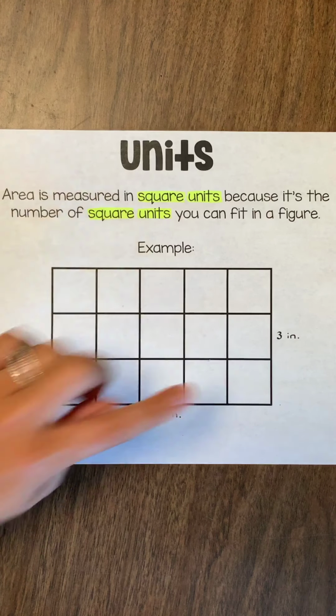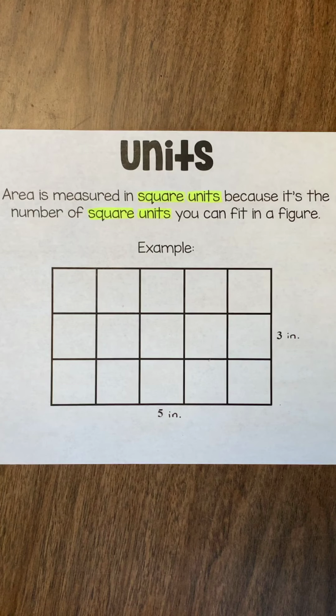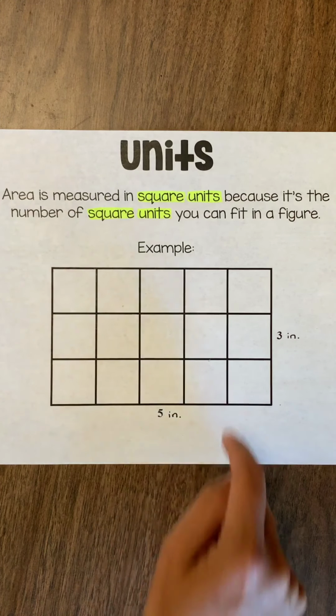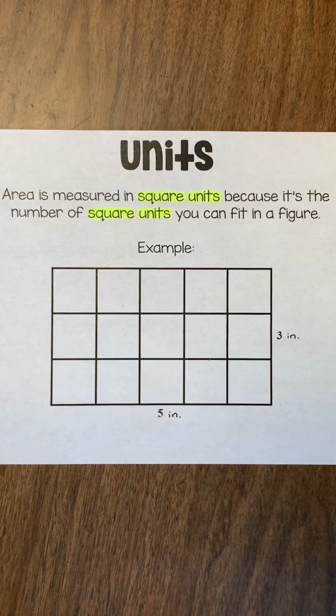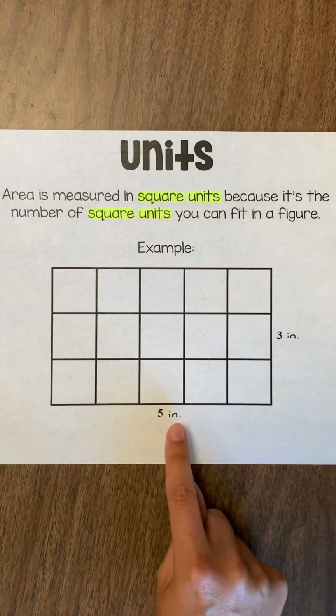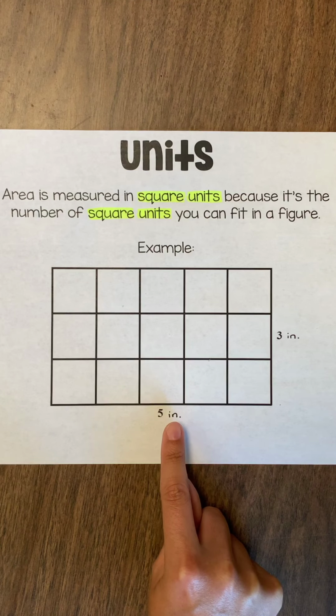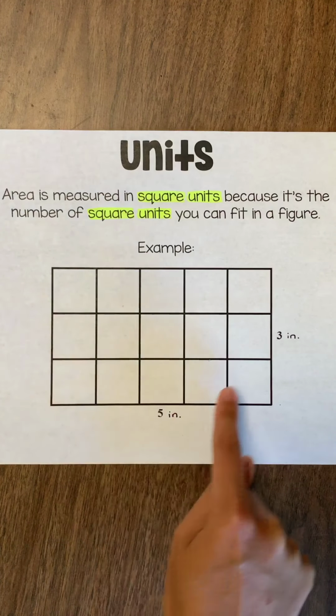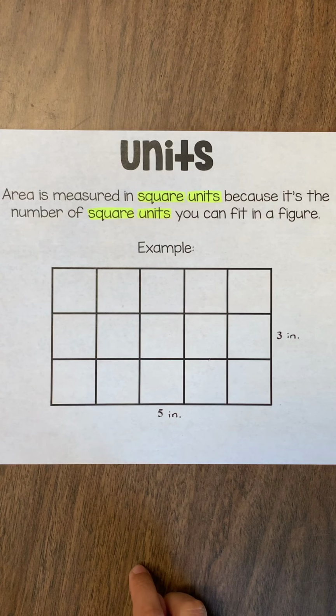If I were to count these one by one, I would figure out that it took 15 square units to fill this rectangle. And in this case, I know the units, right? They're inches. So I could say that this rectangle's area, the amount it took to fill the inside, was 15 square inches. Now there are a few ways you could write this, so let's explore a few.